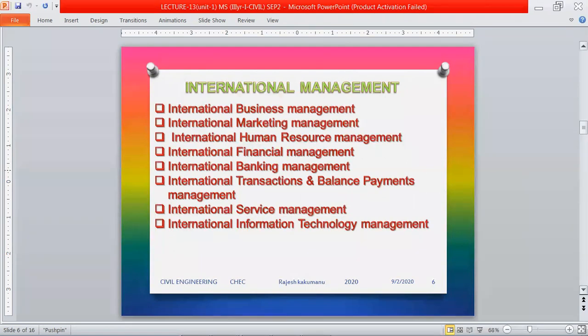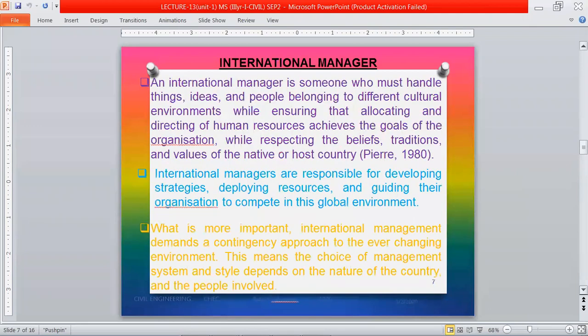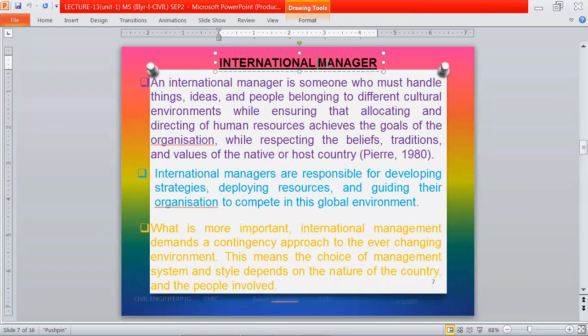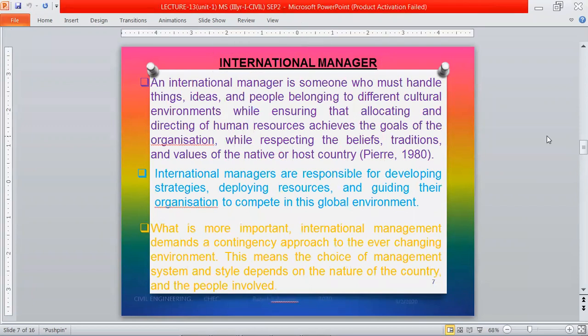So for all these things, what do you require? You require an international manager. Now we'll study about this person. Who is an international manager? He is the one who must handle the things, ideas, and people belonging to different cultural environments. So what does this person have to do? He is responsible for generating ideas and for the people belonging to different cultural environments, while allocating and directing the human resources, achieving the goals of the organization.